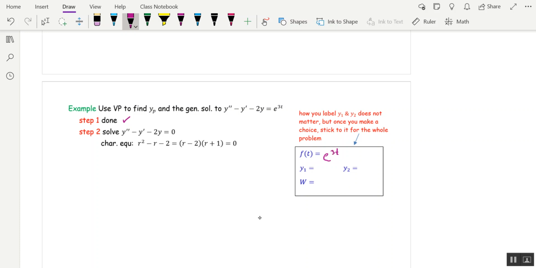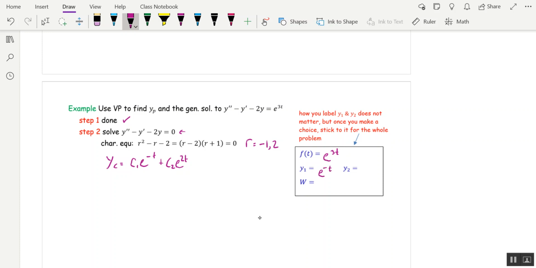Now we need to solve the associated homogeneous to get our y1 and y2. So our roots are r equal, I already factored the characteristic equation for us, negative 1 and 2. And so yc is c1 e to the negative t plus c2 e to the 2t. Now, y1 can be either one of these, e to the negative t or e to the 2t. I'm going to let it be e to the negative t.